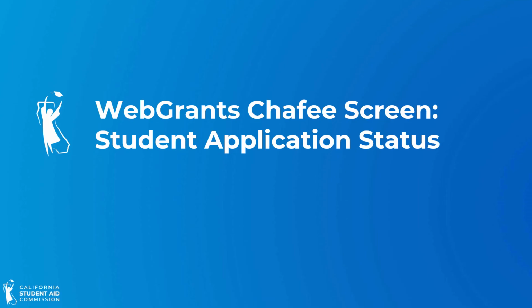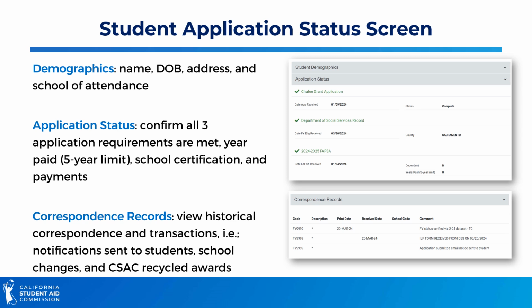In this next section, we will introduce the student application status screen. Many financial aid administrators only use the payment roster in WebGrants, but familiarizing yourself with this screen is extremely beneficial. The Student Application Status screen has three sections: Demographics, Application Status, and Correspondence. The Demographics section includes the student's name, date of birth, address, and the college of attendance.